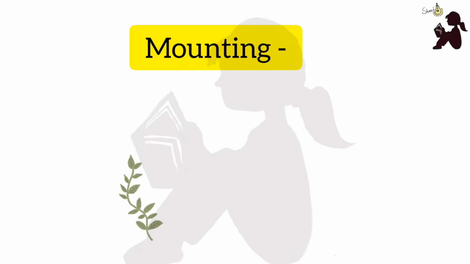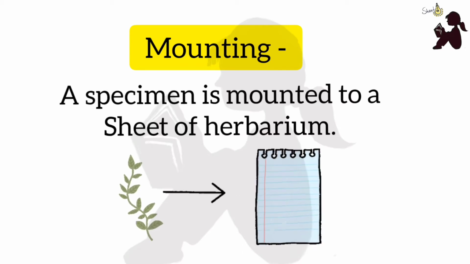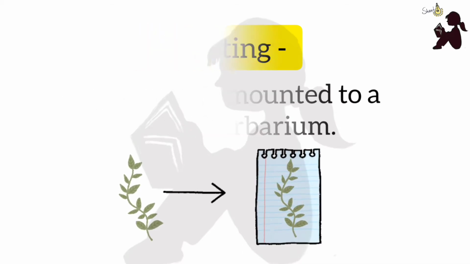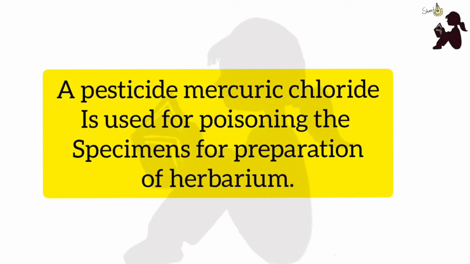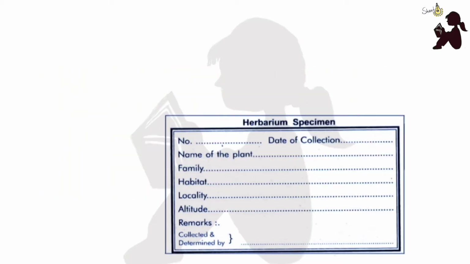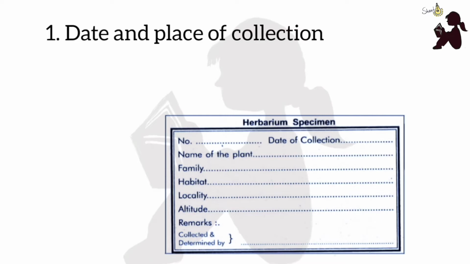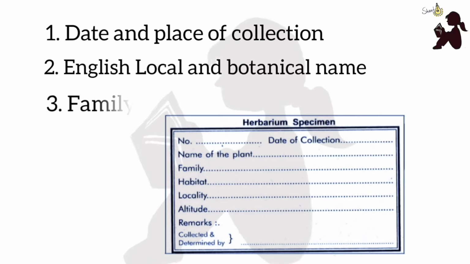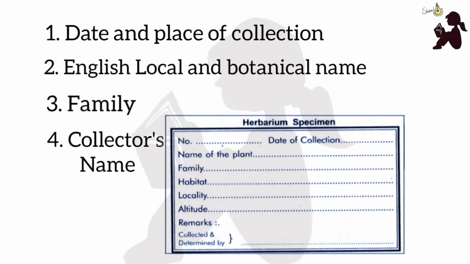Mounting is the process by which a specimen is mounted to a herbarium sheet. A pesticide, mercuric chloride, is used for poisoning the specimen for preparation of the herbarium. A label is added to the bottom right corner, and the label of a herbarium sheet contains number, date and place of collection, then English, local and botanical names, family, and collector's name of the specimen.